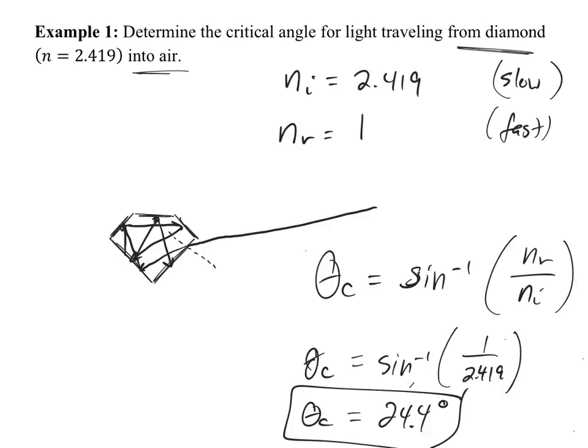So a diamond, that light ray comes in, goes into the diamond, and it actually traps and keeps bouncing, and that's what's causing it to actually sparkle.